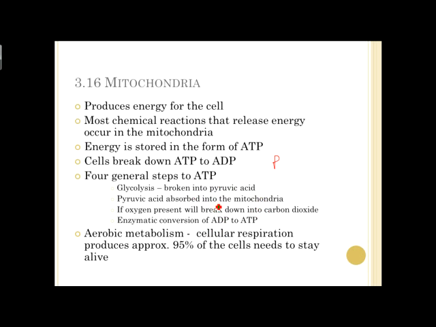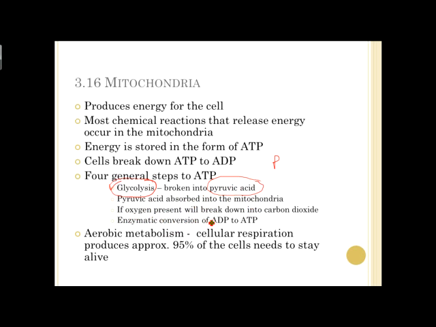4 general steps to ATP. And step 1 is going to be glycolysis, which is broken into pyruvic acid. And if we'll go back to this, the breakdown of sugar, glycolysis, we pretty much turn this into pyruvic acid because the glucose itself is not utilized well within the mitochondria, so it changes into another form. The pyruvic acid is absorbed into the mitochondria.